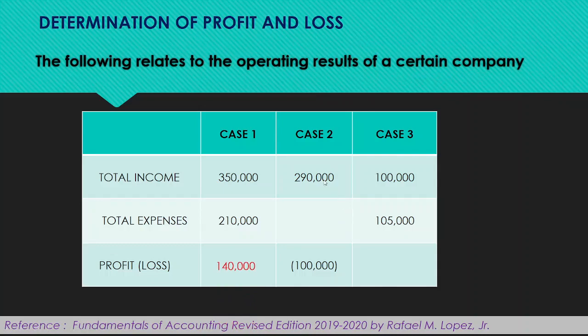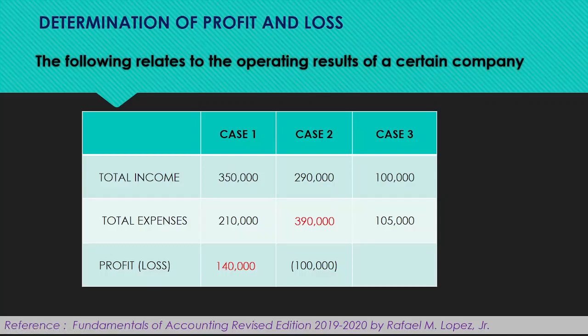Case number 2, income is given, expenses is unknown, but loss is given at 110,000. Therefore, we can expect that total expenses is greater than the total income. How to solve that one? So 290 plus 100, we get 390. To check that one, 290 less 390, we have negative 100, which represents our loss. Why loss? Because total expenses is greater than our total income. So I just reiterated it.